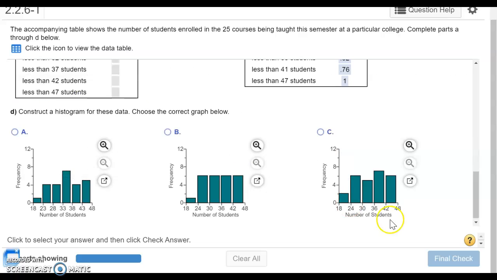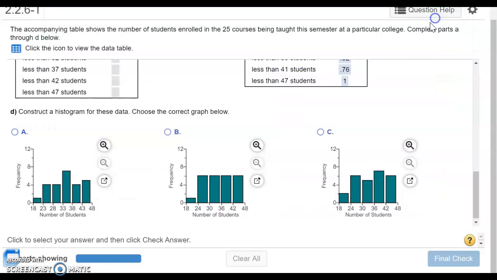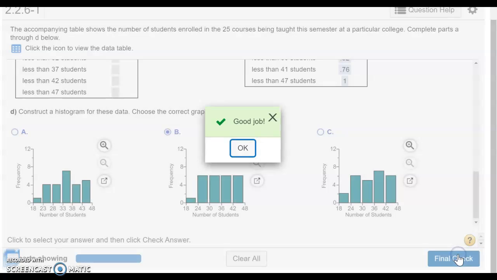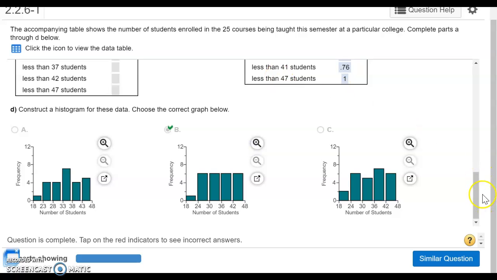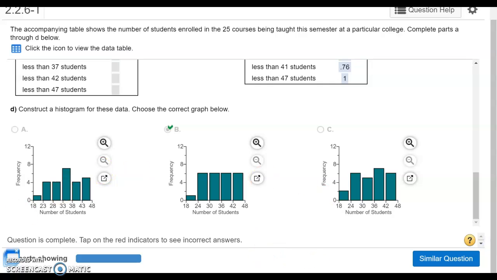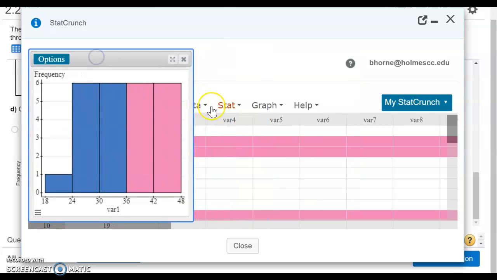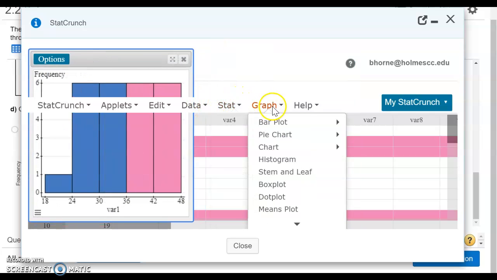And then let's see. All right, so our frequency, if you remember our histogram, it's 1 and then it's all the same across. So that would be answer B. And hopefully this will help you. The magic tool for frequencies, you should be able to use the function graph histogram.